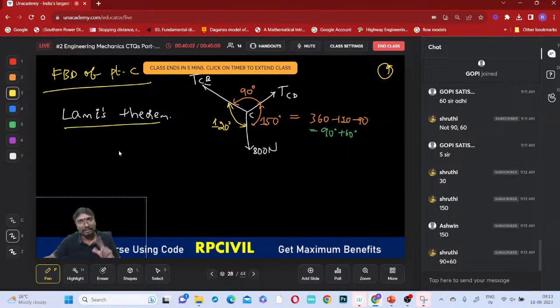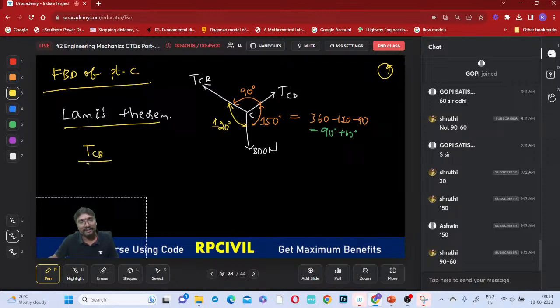Lami's theorem, if you just apply it, what is it? You can say TCB divided by sine 150. Do you remember that? Lami's theorem: force divided by the opposite angle. So 800 divided by sine 90 equals TCD divided by sine 120.